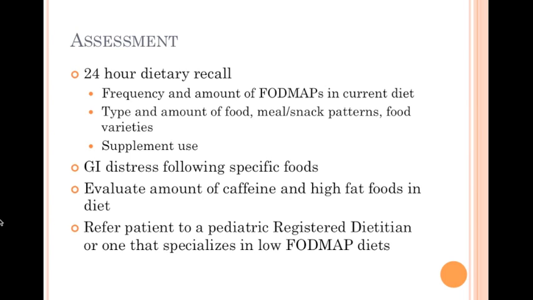Prior to implementation, the individual should be assessed. A 24-hour diet recall should be conducted in order to gain perspective on the amount and frequency of FODMAPs in the current diet. It's also important to get an idea of their meal patterns, types of foods they are consuming, and if they're taking any supplements. Sometimes supplements can contain high FODMAP ingredients, for example, chicory root or inulin.